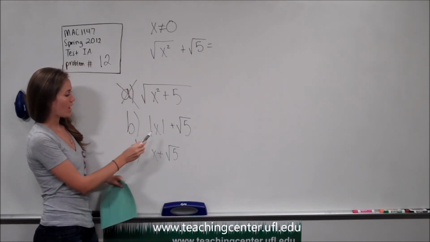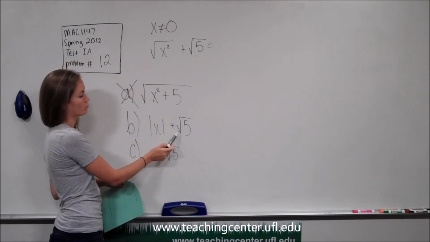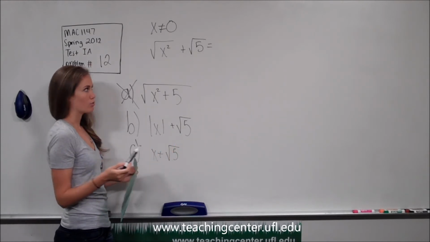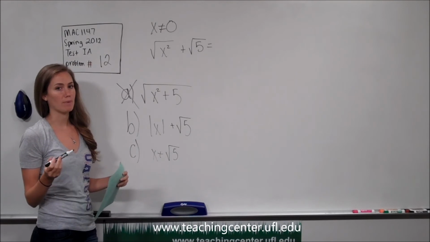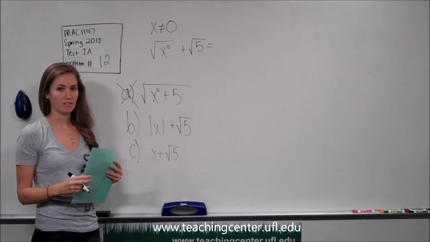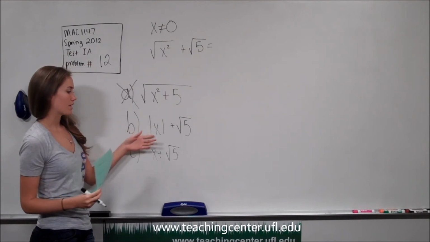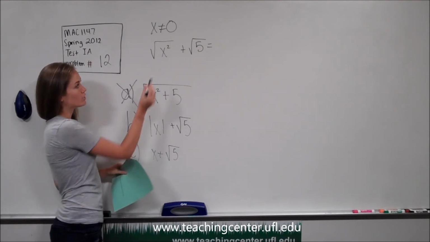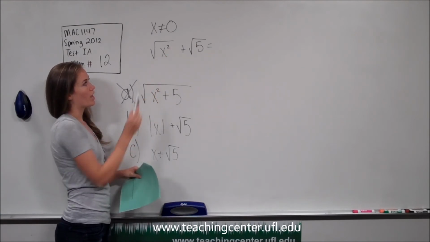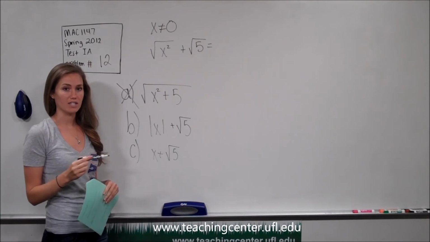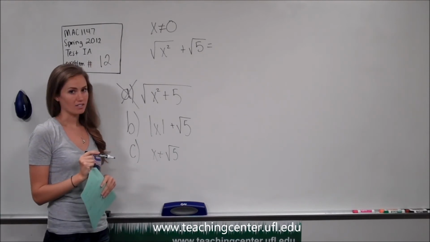And then for B, we have the absolute value of x plus the square root of 5, which is also kind of tricky because usually when you're dealing with square roots, you always have to worry about it being positive, because you can't take the negative of a square root. So you might think that it has to be the absolute value of x because we need it to be positive. But we're taking the square root of x squared, and whenever you square a term, no matter if it's positive or negative, you're always going to get a positive.